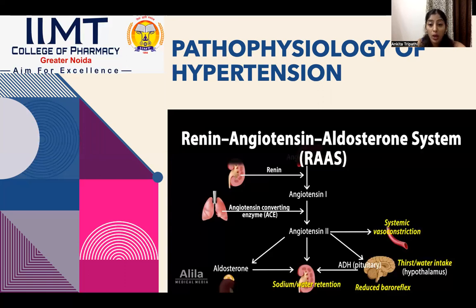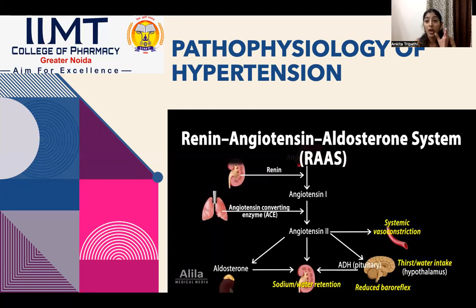Aldosterone is a hormone which generally causes sodium and water retention. When sodium and water are retained in our body, it causes edema. Although vasoconstriction is already occurring due to angiotensin, the sodium now also goes and sticks to the wall of the arteries. Now it leads to plaque formation, and ultimately the blood flow is decreased.